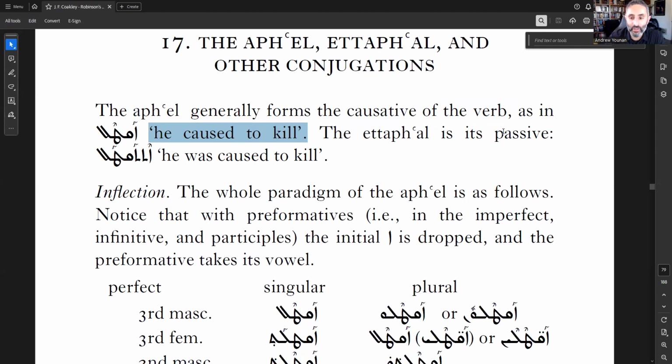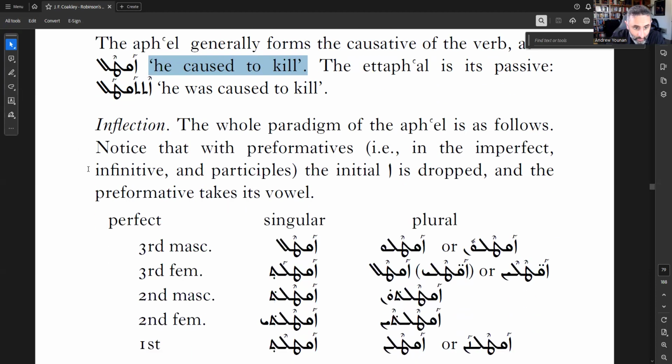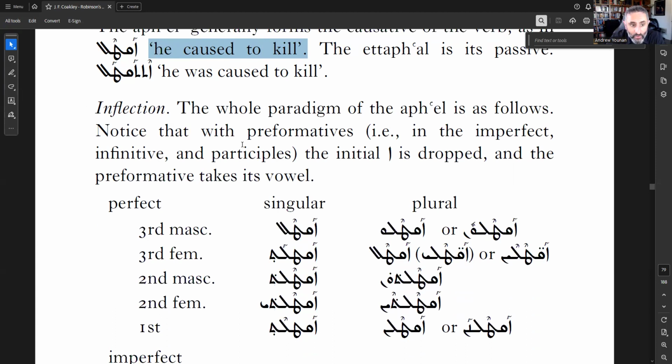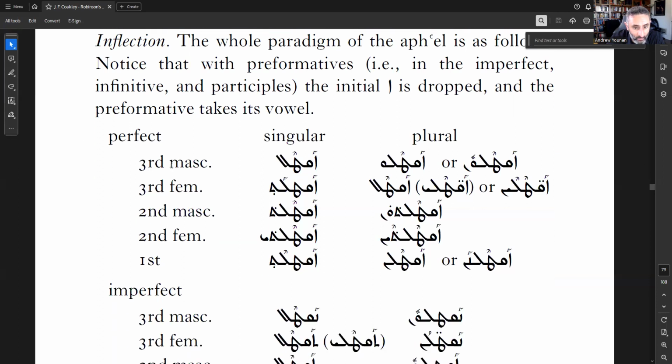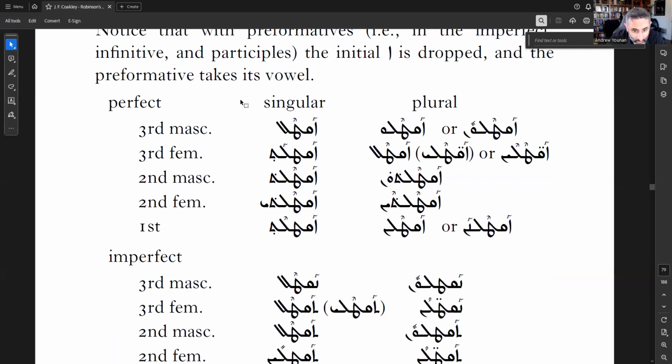The ittaf'al is its passive. Ittaqtal, he was caused to kill. The whole paradigm of the af'al is as follows. Notice that with the preformatives, the initial alep is dropped and the preformative takes its vowel. Okay. Let's take a look at the perfect.